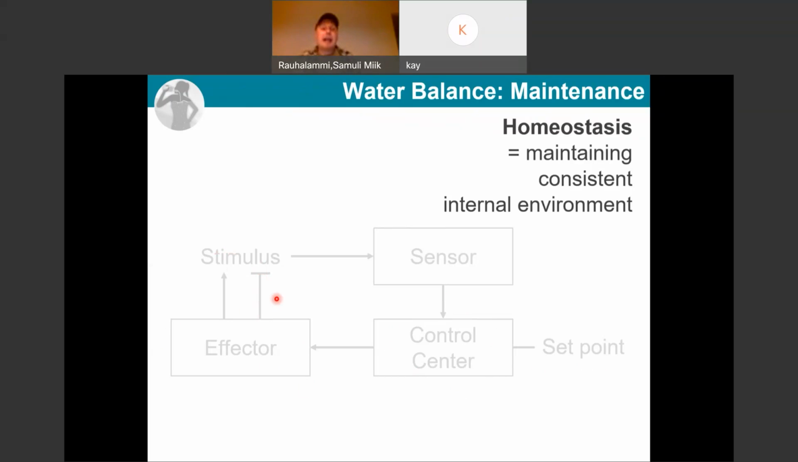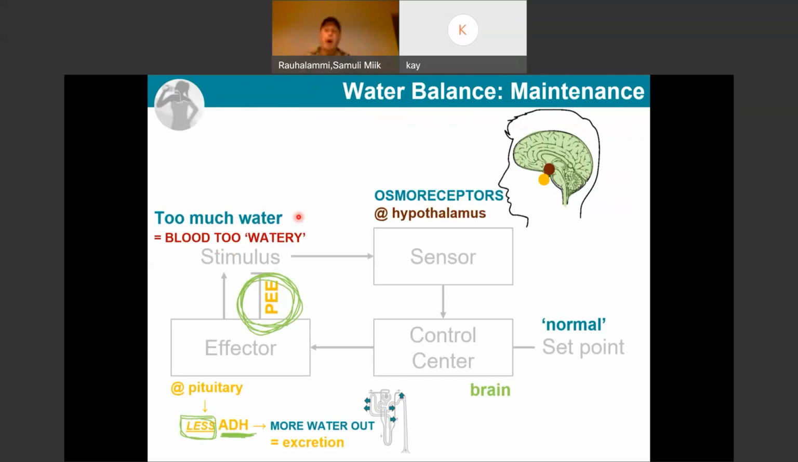So that's what we saw there. And I was going to use this model to explain, like I said, overhydration and underhydration. We're going to start with the case where we have too much water in the body. This is not a scientific description, but we could say that the blood is too watery. And that gets detected by osmoreceptors that are located at the level of the hypothalamus in the brain. So these cell bodies constantly scan how much water there is in our body fluids. And we compare that against the normal set point at the level of the brain. And in this case, we would see that there's now too much water in the body.